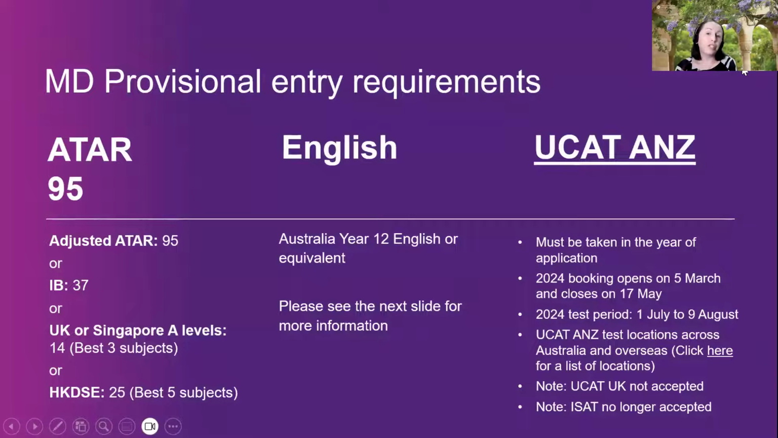Okay, so for provisional entry, very similar requirements. Instead of a GPA, there is the ATAR or an ATAR equivalent of 95. There is the English prerequisite, and you also need to complete an admissions test exam. So instead of the GAMSAT or the MCAT, for provisional entry applicants it is the UCAT ANZ.